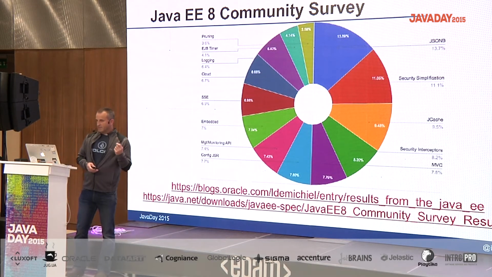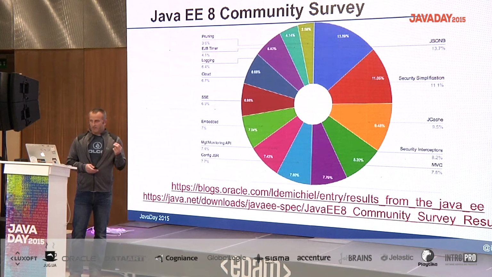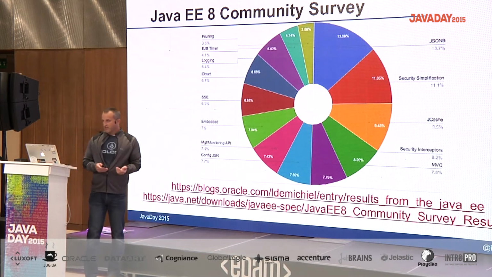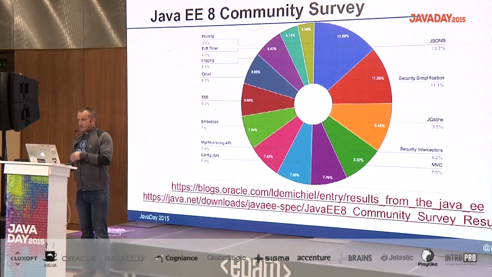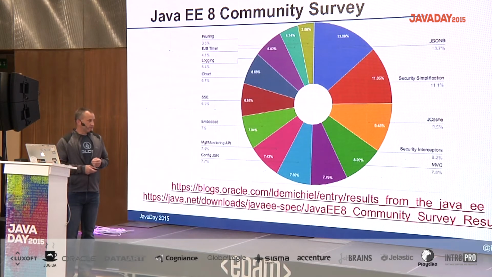So Java EE 7 significantly increased the community involvement in the process compared to previous releases. And for Java EE 8, we want even more community support. So there was a community survey done. And this is a result of this survey.